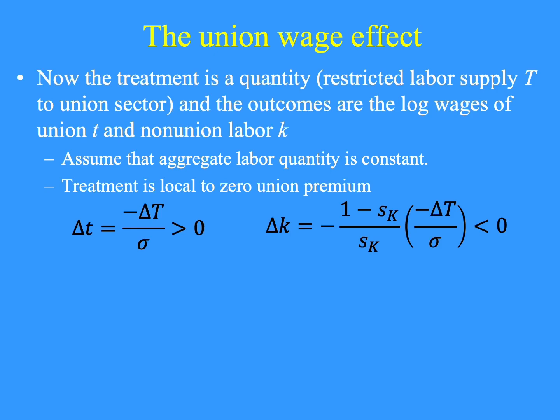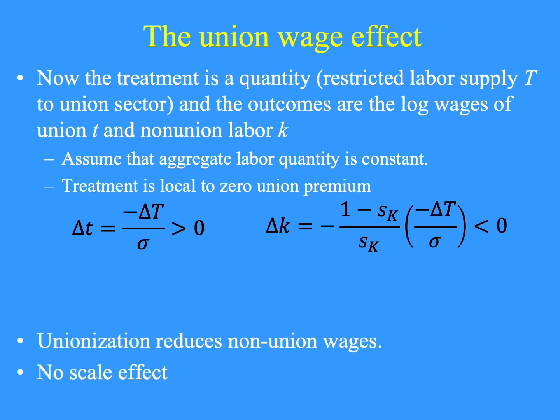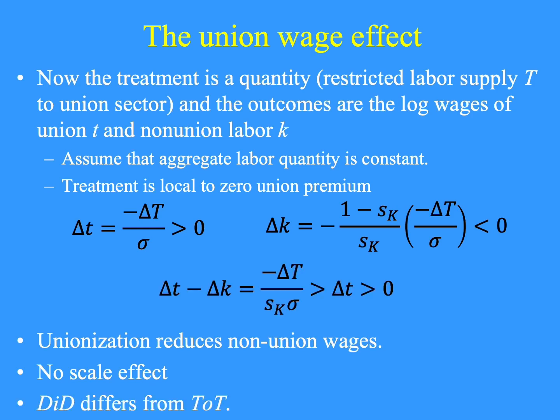These are the two expressions for the log wage effects in the two sectors. They have only the substitution effect. Union wages go up and non-union wages go down. The union wage increase is the treatment effect on the treated, or TOT. Here is the DiD, which is the estimator commonly used in the literature on union wage effects. It exaggerates the TOT due to the negative effect on non-union wages. This got a lot of attention in the early union wage literature, but not so much anymore.